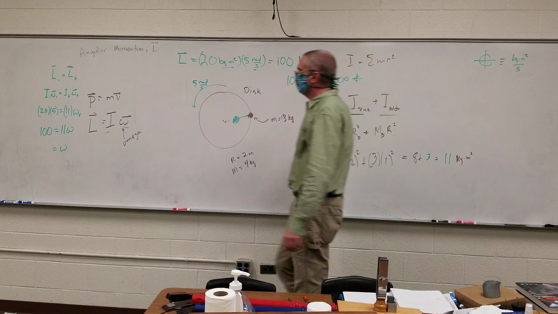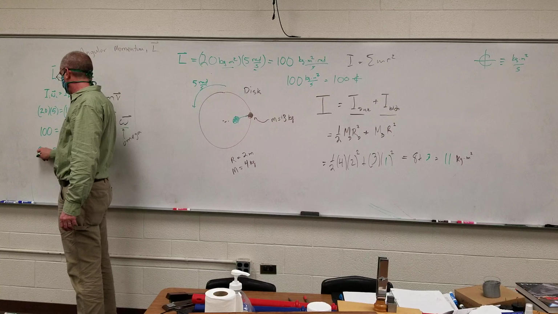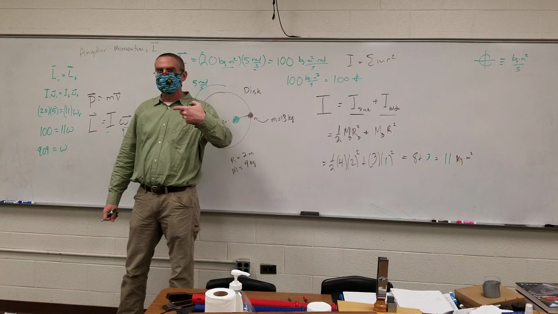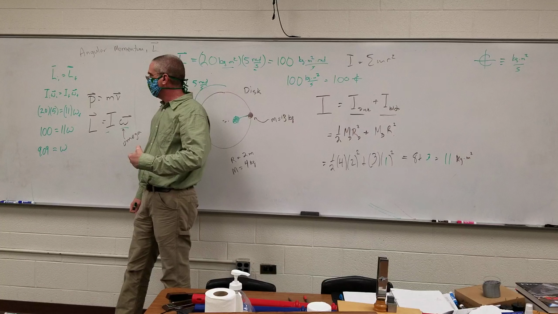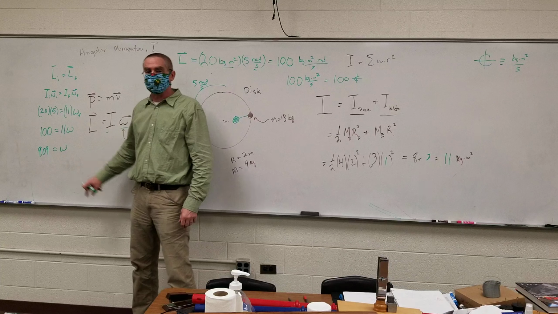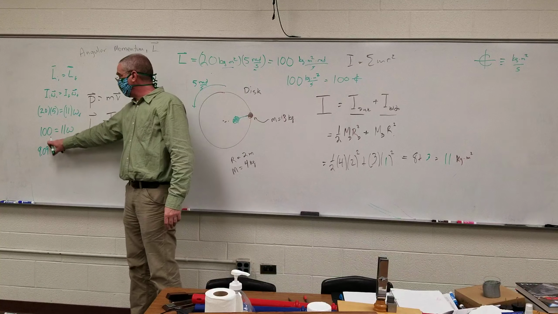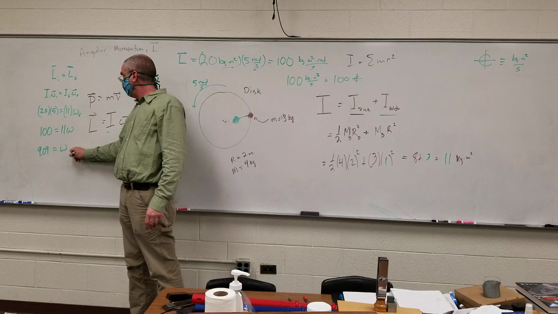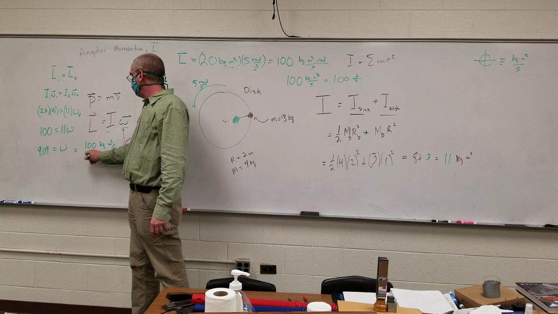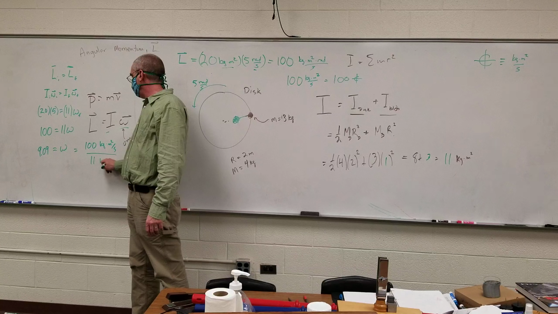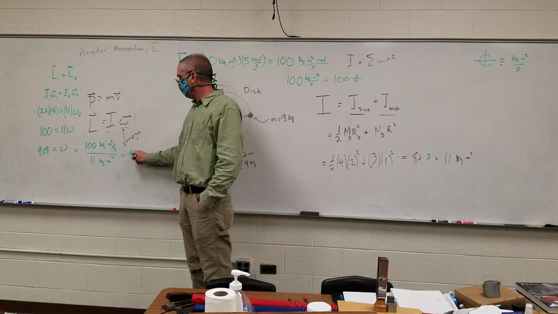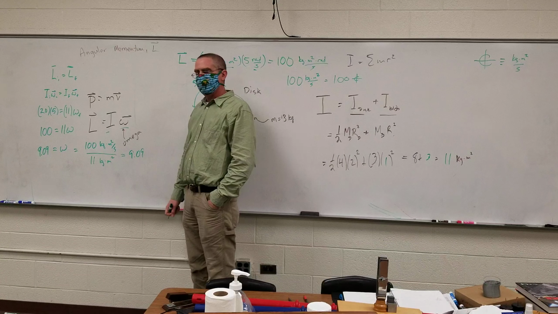9.09. Kilogram meters squared per second. No, this would be kilogram meters. So you got this by doing 100 divided by 11, I assume. So that's 100 kilogram meters squared per second divided by 11 kilogram meters squared. Seconds. Close.